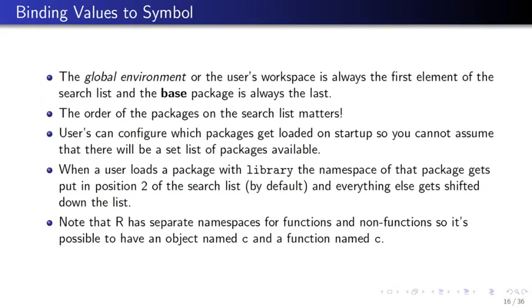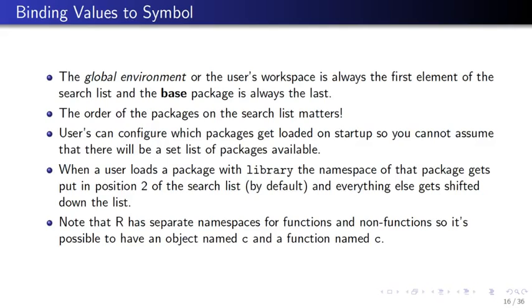As I said before, the global environment is equivalent to the user's workspace, and it's always the first element on the search list. Furthermore, the base package is always the last element on the search list. Clearly, because of the way the search process works in terms of going down the list of packages, the order of the packages on the search list matters. Users can configure which packages get loaded when you start up, and users can also load packages whenever they want. So you cannot assume that there's going to be a set list of packages available, or that the packages will be in any sort of order. They can be in different orders at any time depending on what the user has decided to do in a given session.